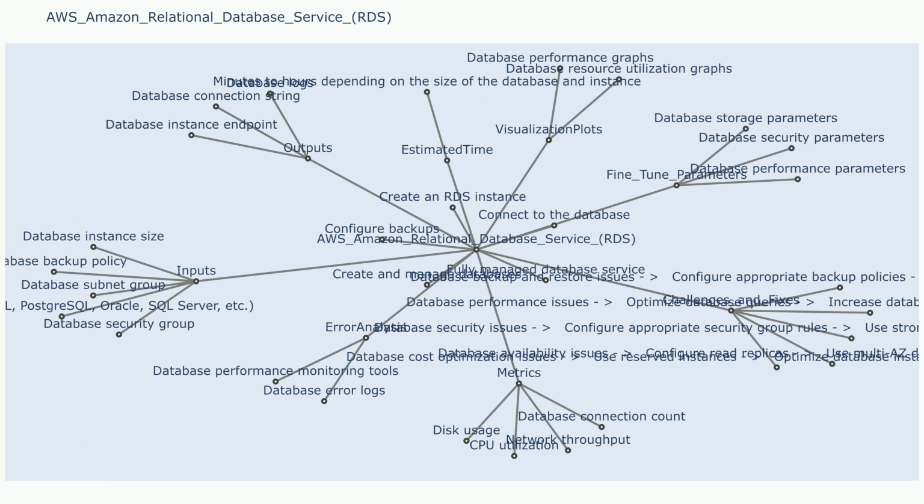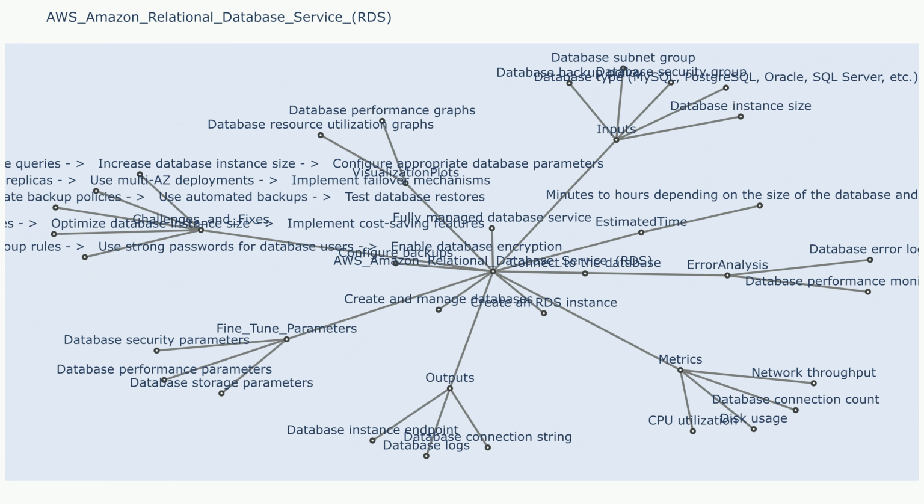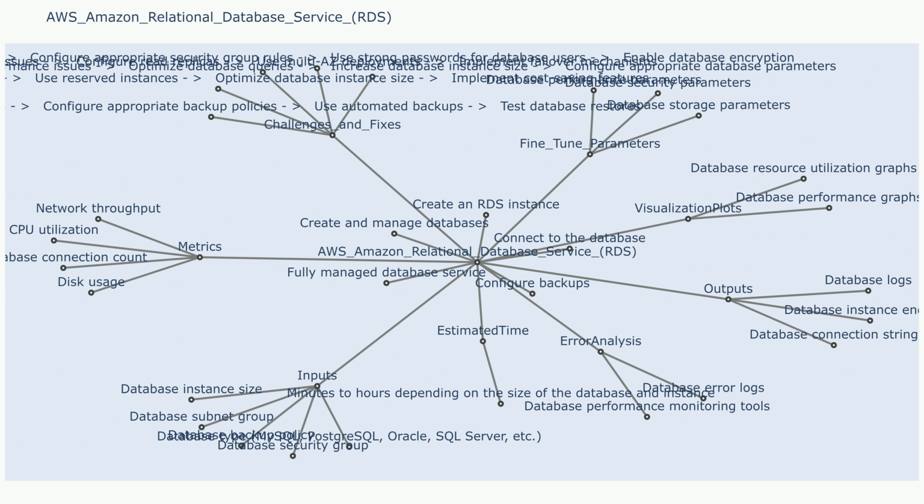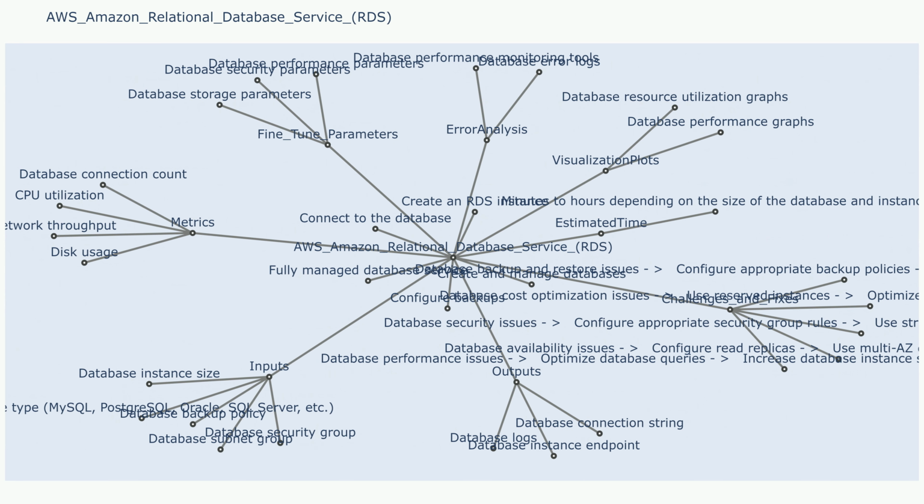Name: IAM user or role with permissions. Purpose: to authorize access to RDS resources. Explanation: Identity and Access Management allows you to control who can access AWS resources and what actions they can perform. You need IAM permissions specifically for RDS actions, such as creating instances, managing security groups, and accessing database data.